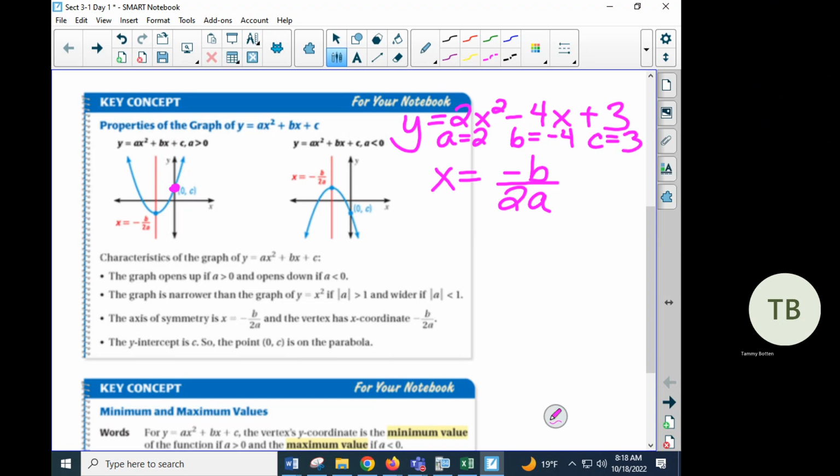When they ask you to find the y-intercept, it is going to be 0, comma, whatever your c is. So in this one, you know that it is going to cross through our y-axis at 0, 3.